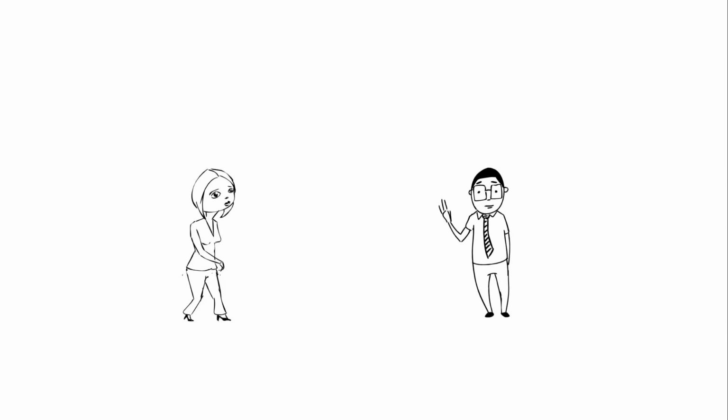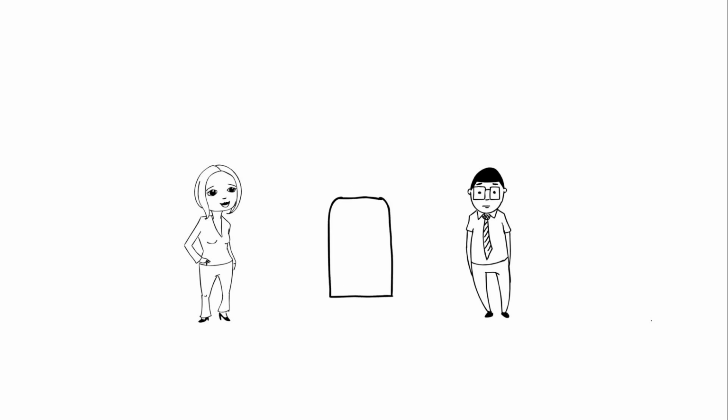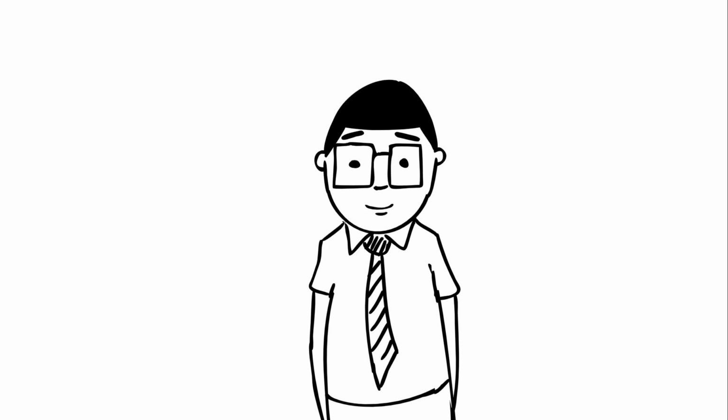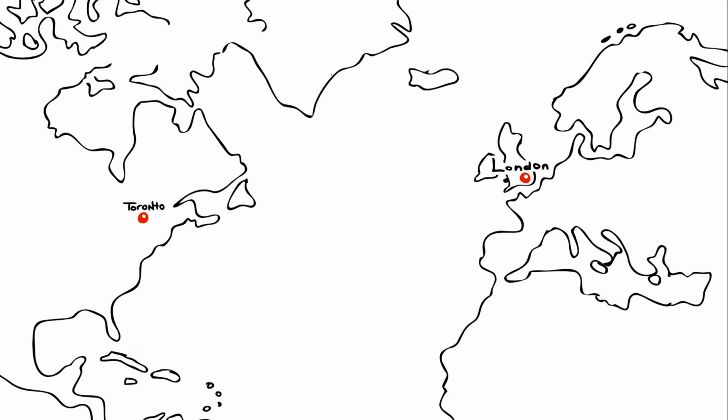Meet Bob and Susie, the owners of Widgets Inc. Their business is growing, and they need to enhance their phone system to meet their ever-changing needs. Let's start with Bob. Bob is located in Toronto, but much of his business is coming from London, England. So he decides to purchase a local London number.